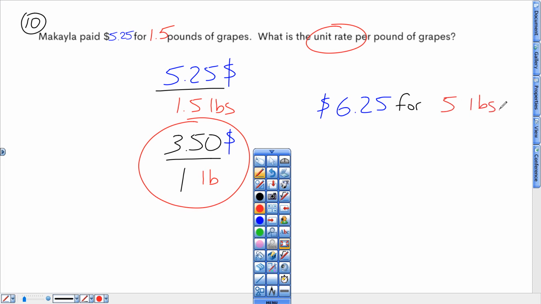And then calculate after you have that unit rate. No, let's just leave it. Find the unit rate. All right, next problem, number 11.